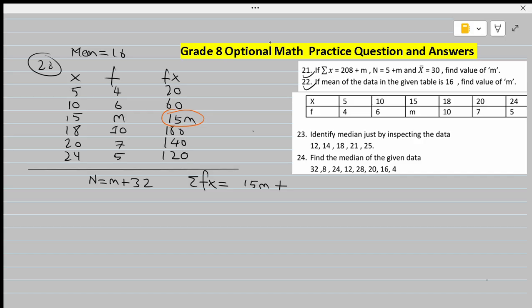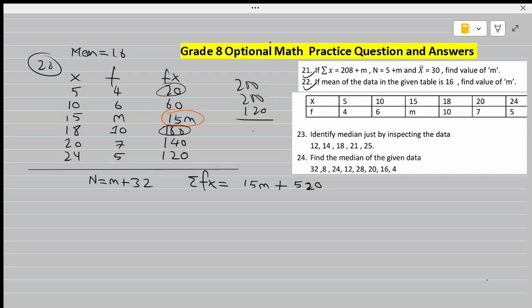Let's add 20 and 180, you get 200. 60 and 140 get added, you get another 200, and at the end there is 120. So 200 plus 200 plus 120 gives 520. So summation fx we have here is 15m plus 520.